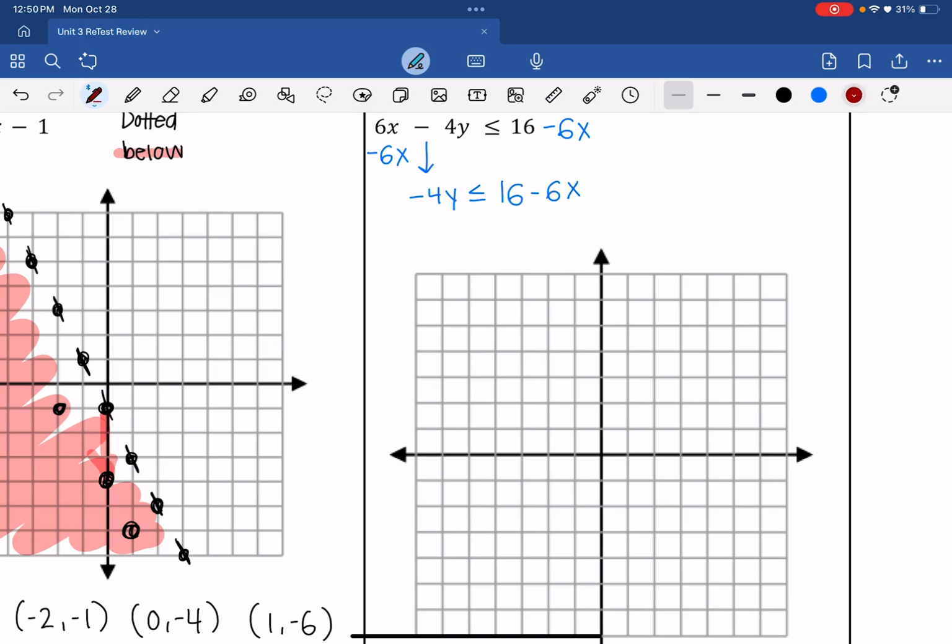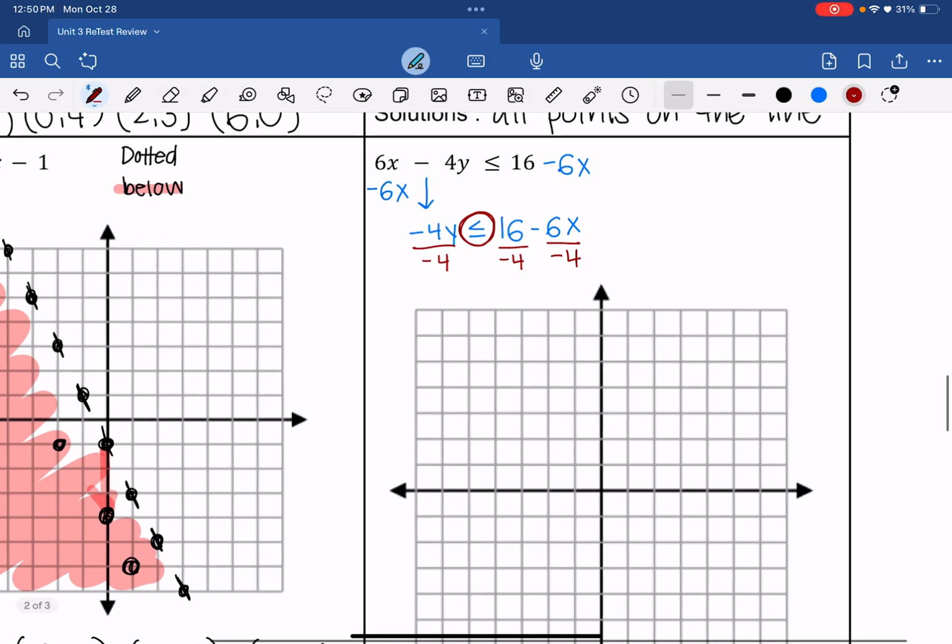And then I divide by a negative. So remember, when you divide by a negative, the sign will flip. So now what you actually have is y is greater than or equal to 16 divided by negative 4 is a negative 4. Negative 6 divided by negative 4 is a positive 3 over 2x.